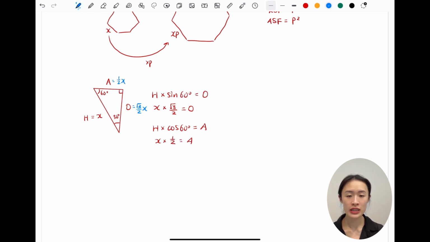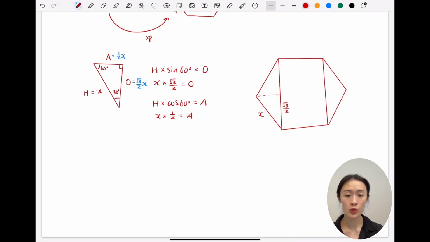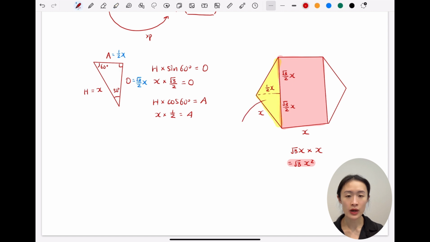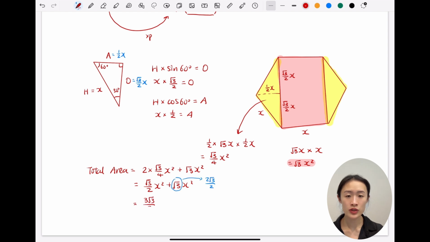To work out the area of this hexagon, I'm going to draw the shapes out and label them with what we just worked out. So the area of the rectangle is easier. We can do base times height, which is x times root 3 x, and that gives us root 3 x squared. Now to work out the triangles, I can do a half times base, which is root 3 over 2 x, times height, which is a half x, and that gives us root 3 over 8 x squared. Now in this shape, I have 2 such triangles. So to work out the total area, I will add all of them together and simplify it. That gives us 3 root 3 over 2 x squared.